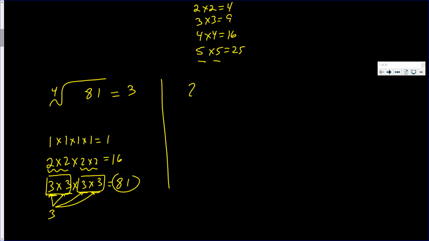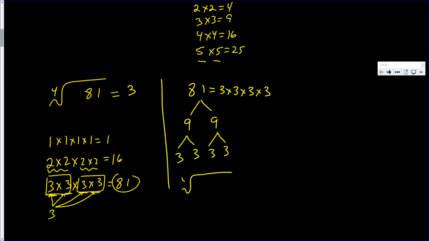Another way of doing it is to break down 81 into prime factors. It's 9 times 9, 3 times 3, 3 times 3. So 81 is 3 times 3 times 3 times 3. And the fourth root of 81 is a special number that when you multiply it by itself 4 times, gives you 81. Well, look at this. 3 seems to be that special number that when I multiply it by itself 4 times gives me 81.